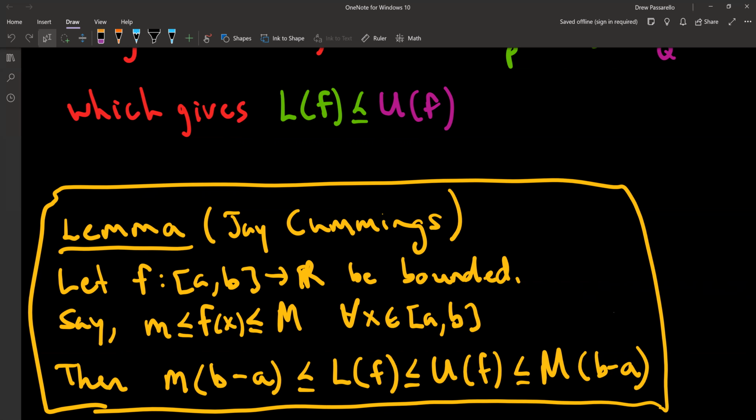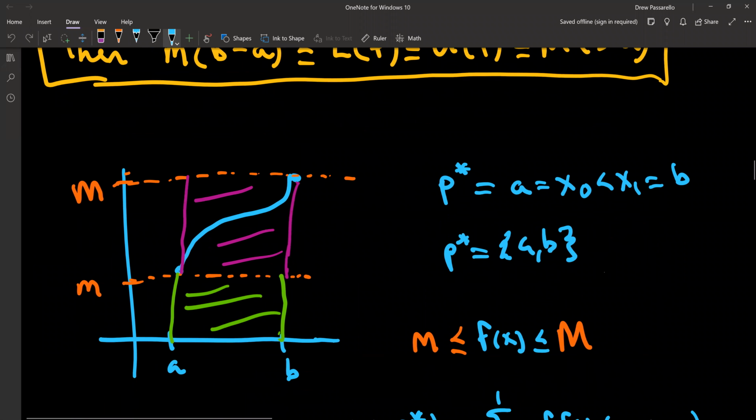Then we have that little m times (b minus a) is less than or equal to L of f, which is less than or equal to U of f, which is less than or equal to capital M times (b minus a). And so just to visualize, we have this function from a to b in blue, and we have the lower bound and upper bound, where little m is a lower bound and capital M is an upper bound.